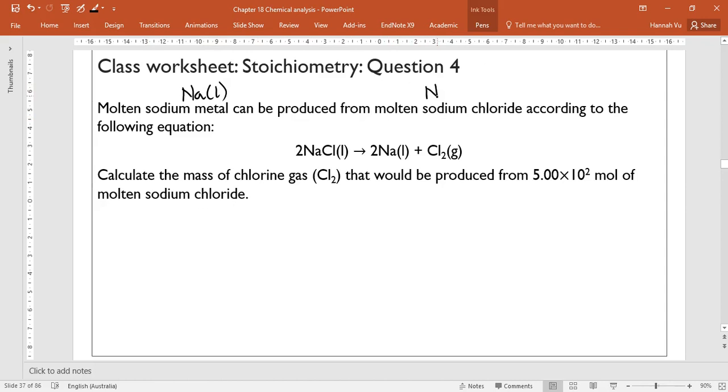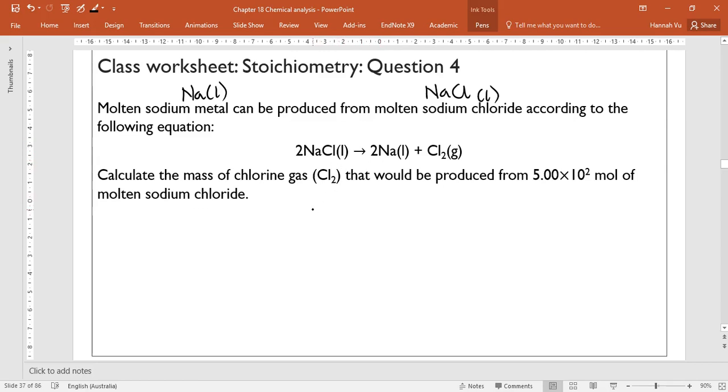Now, when you study electrolysis later, you're going to see this reaction. That was a terrible mistake, it's supposed to be liquid again, according to the following equation. So if you melt sodium chloride, you have molten sodium chloride, and you apply some electricity to it, you'll be able to make molten sodium and some chlorine gas. The principle of this reaction is not the focus of this question, but it is a very fascinating reaction that we're going to look at later.